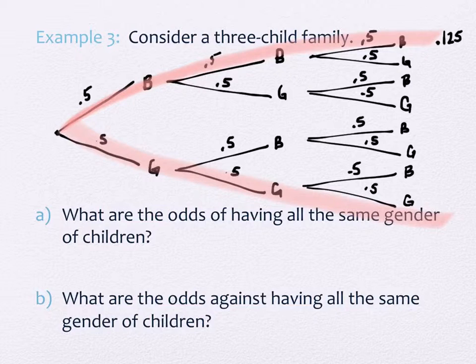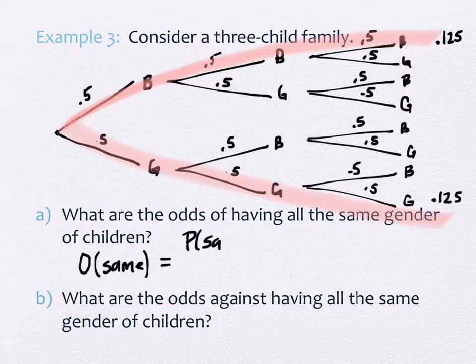0.125, right. And that's both branches, right? So if we're wanting the odds of having the same gender, then we want the probability of the same gender compared to the probability that they're not the same gender. So what's the probability that they are the same gender?